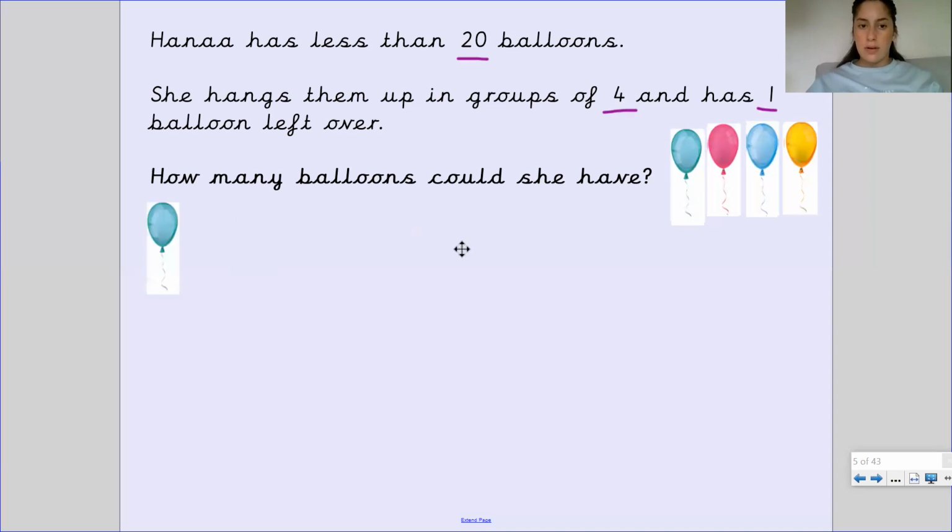So I'm going to create 1 group of 4, 3, 4. That's 1 group of 4. Can I make another full group of 4 and have less than 20 balloons? Yes, because if I count in 4s, the next lot I've got 4 and then I will have 8. So that's less than 20, so I can do that.